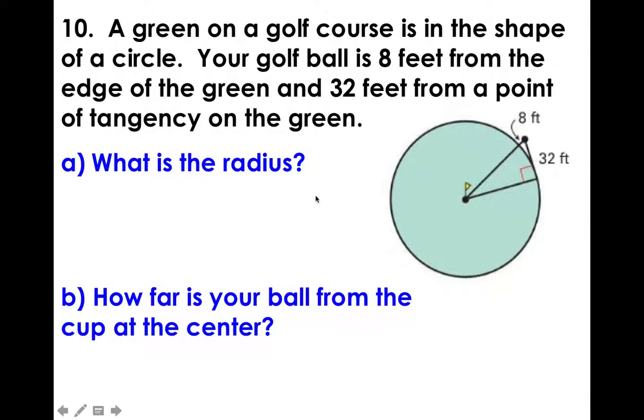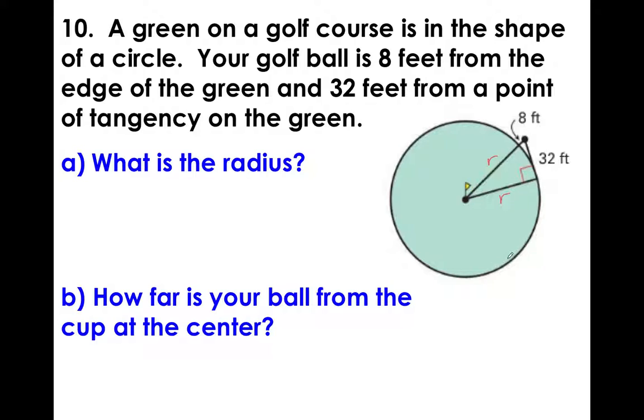All right, let's look at the last one, number 10. Number 10 says, a green on a golf course is in the shape of a circle. Your golf ball is 8 feet from the edge of the green and 32 feet from a point of tangency on the green. What is the radius? Well, first of all, please go ahead and label your radius here, and your radius there with an R.